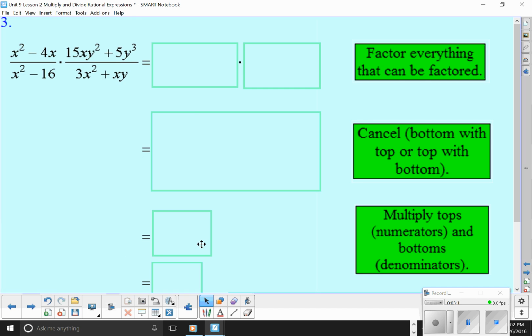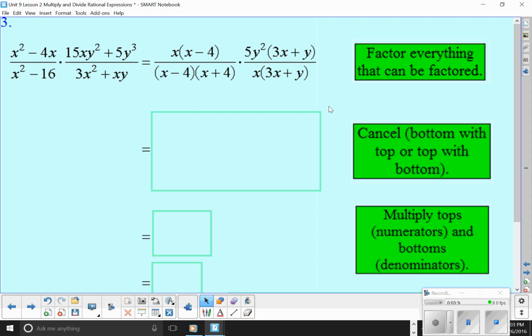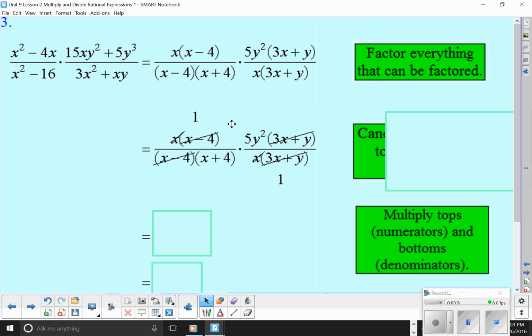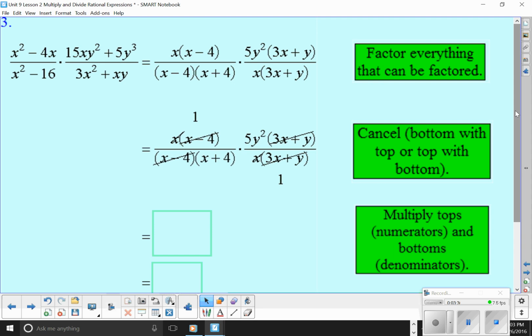Next up, here's this one. I've written down what you're going to do here. Try it. Pause the video and see what you get. You back? Here we go. Factors and factors. Okay. Now, cancel bottoms and tops or tops and bottoms.